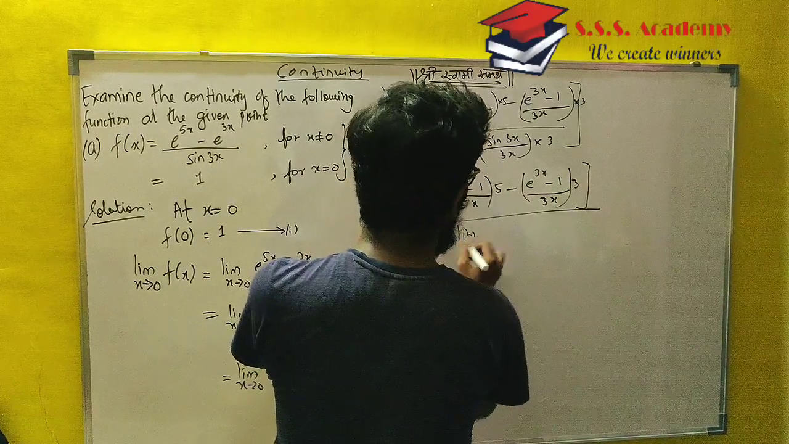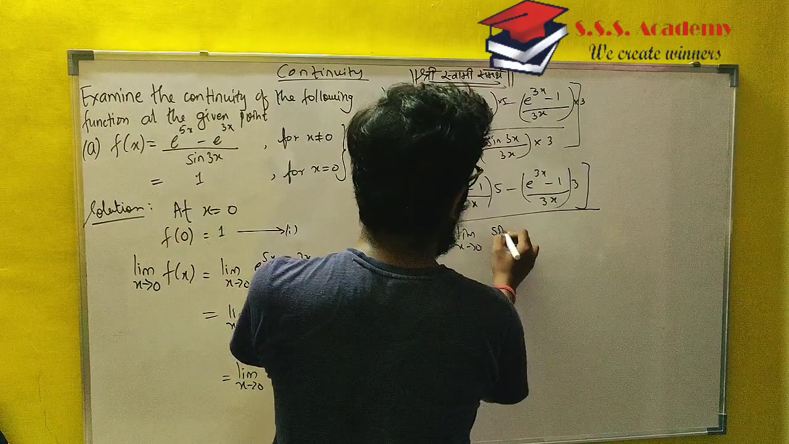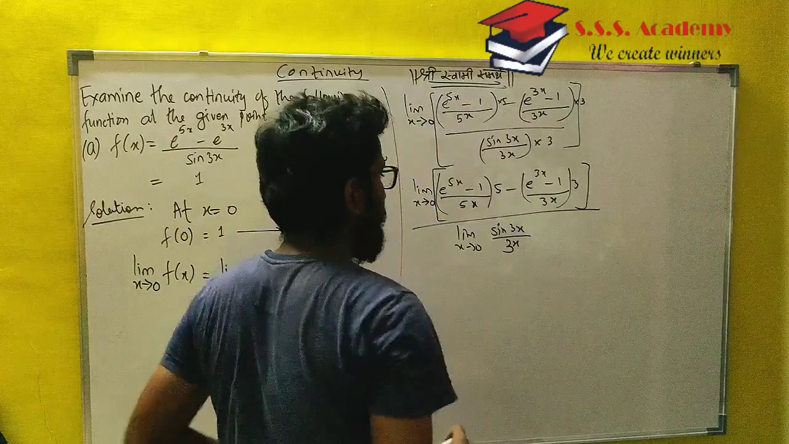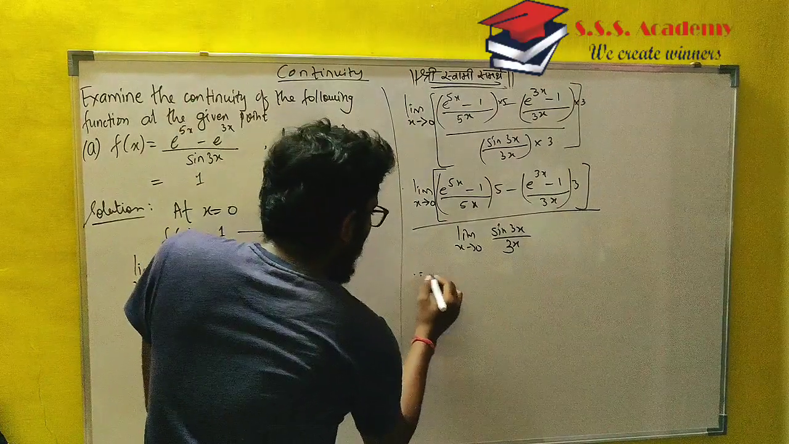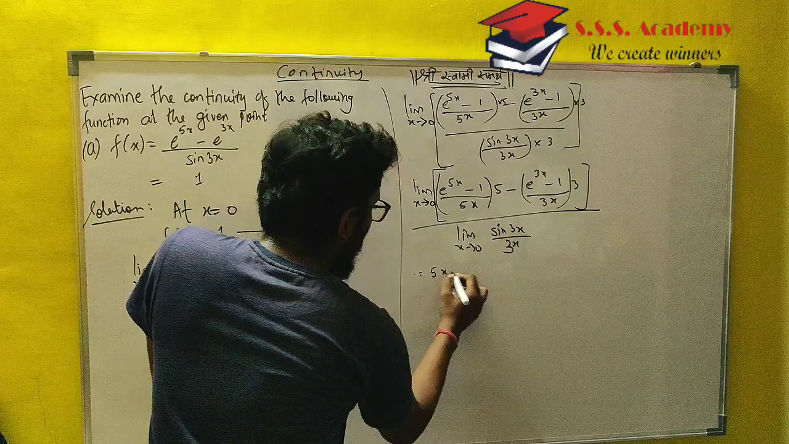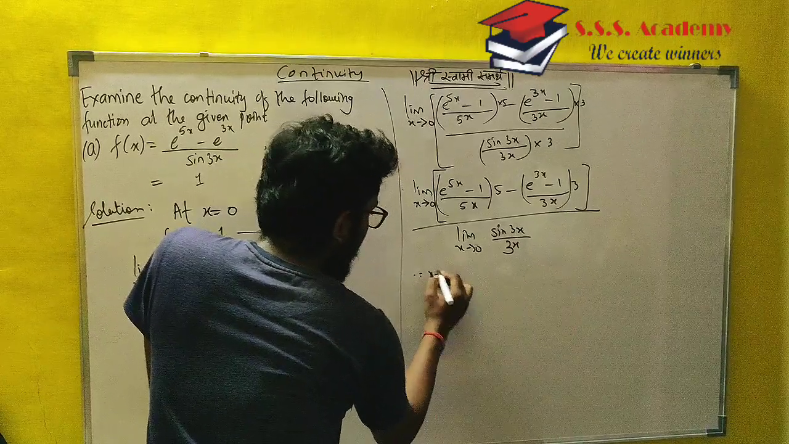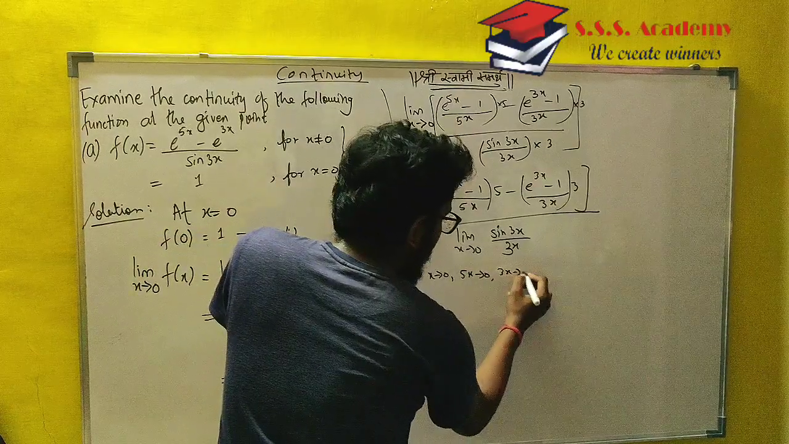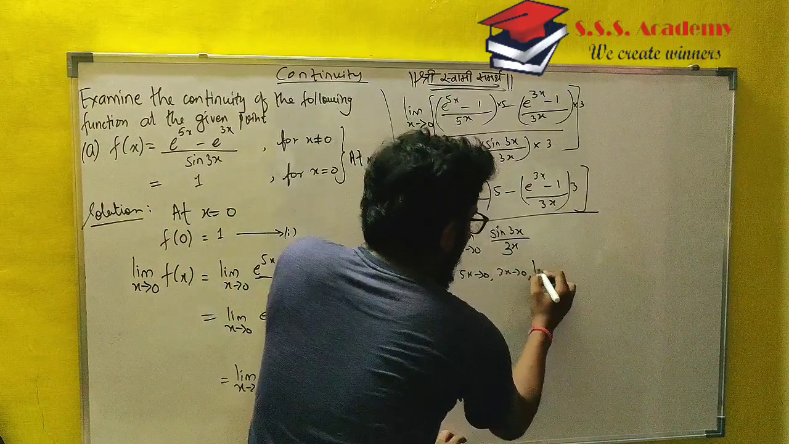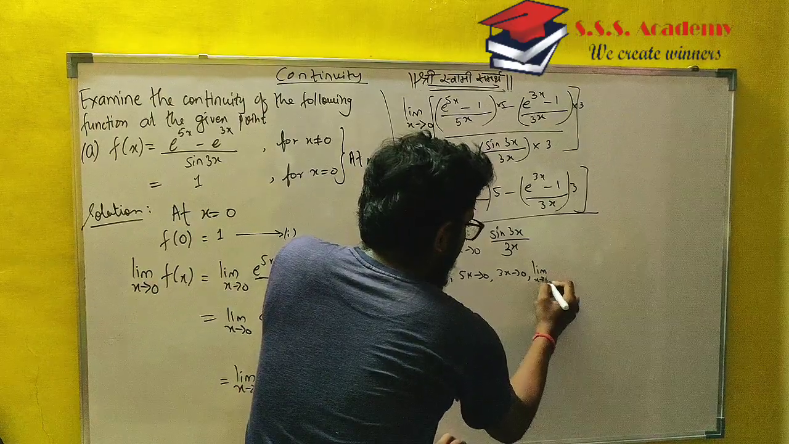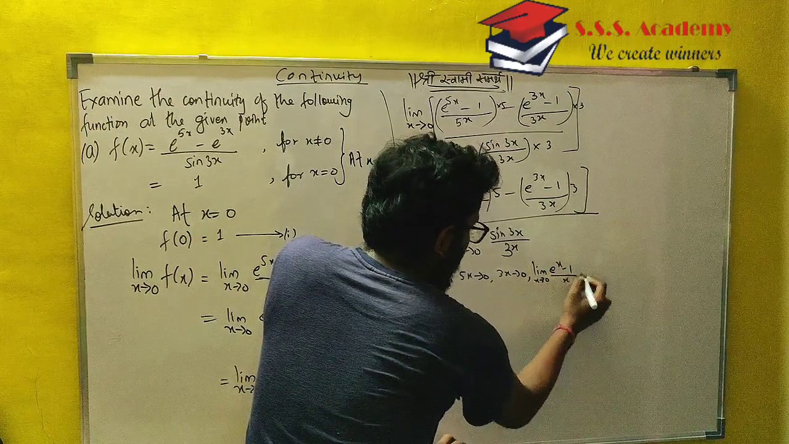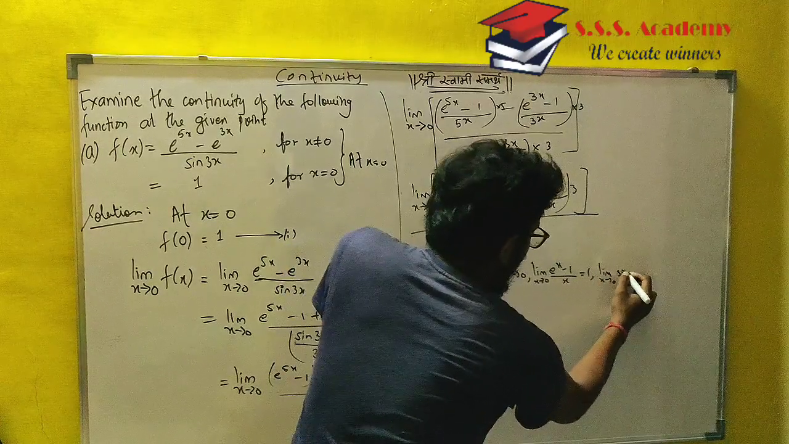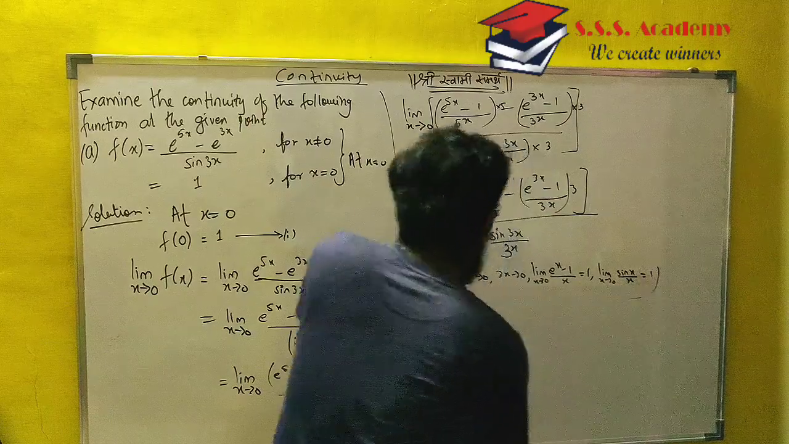The whole divided by, in the denominator, limit x tends to 0 of sine 3x upon 3x. As per the rule, whatever x is, that much tends to 0. So since x tends to 0, 5x also tends to 0, and at the same time 3x also tends to 0. Then we write down the formulas: limit x tends to 0, e raised to x minus 1 upon x is 1, and limit x tends to 0, sin x upon x is 1.